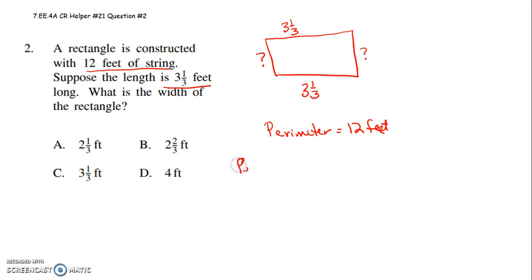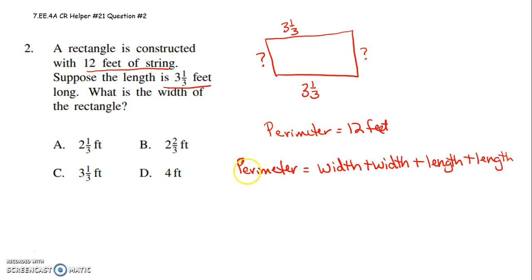And we also know that perimeter, the distance around the outer edge, would be width plus length plus width plus length. Just add up all the sides to get to the perimeter. So if I know my perimeter is 12 feet, I don't know my width, so I got to leave it width plus width plus, I know my length is 3 1/3, so I got to add that twice. I got to do 3 1/3, 3 1/3.